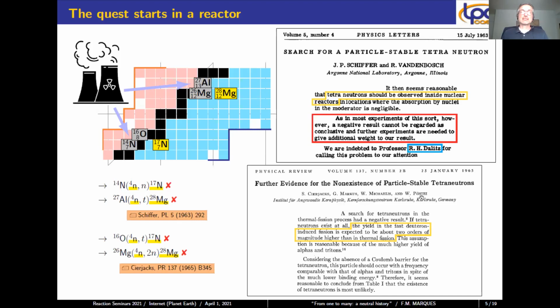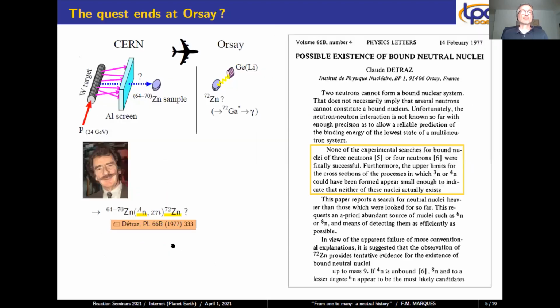Two years later, there was the same kind of experiment, but in this case it was deuteron-induced fission. They used other samples and also searched for these same signals. So a multineutron, a tetraneutron that would transform these samples into something more neutron rich, but they couldn't find those signals.